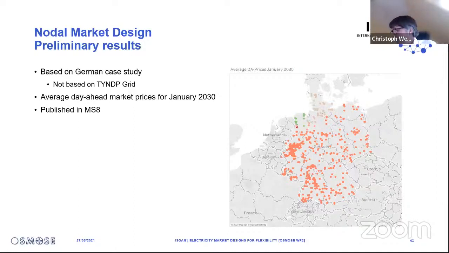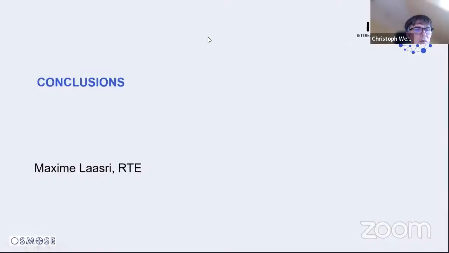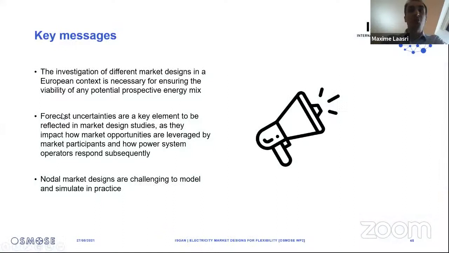And with that, this is just the first preliminary result, and I hand over to Maxime for providing an overview of what is to come next. Thank you, Christoph. So now moving on to the conclusions after we explored both the nodal and zonal market design studies that we are conducting with RTE, between UD and RTE.